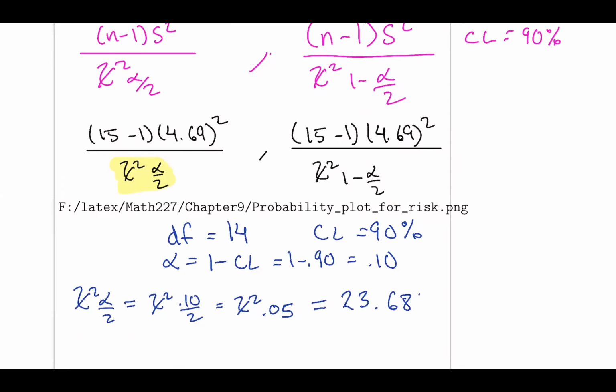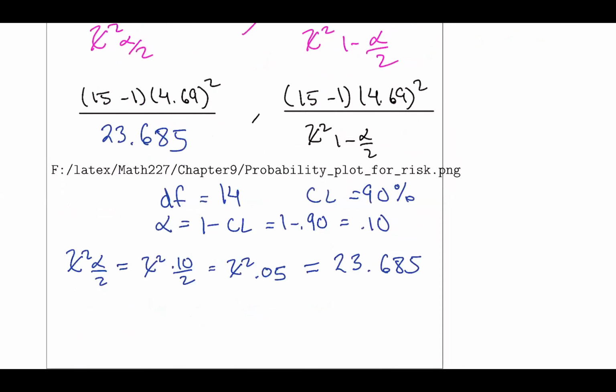So instead of putting this number over here, we're going to put 23.685. Cool. Yeah, where it intersects. All right. Everybody good so far? Where did the 23.685 come from?